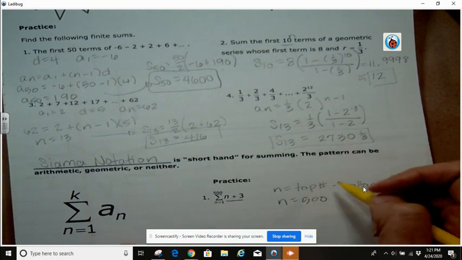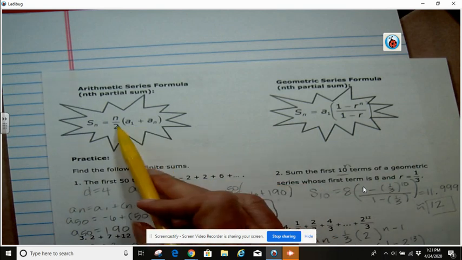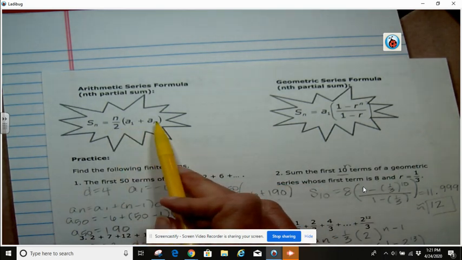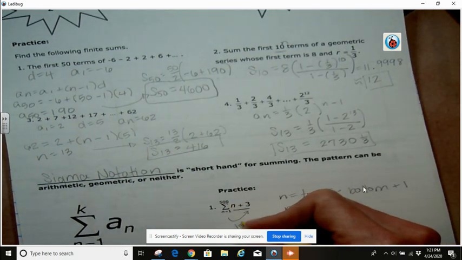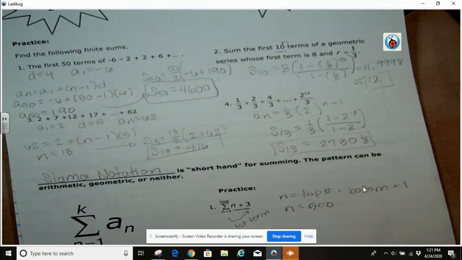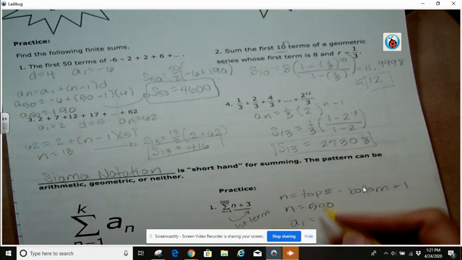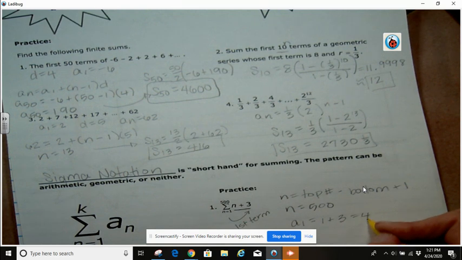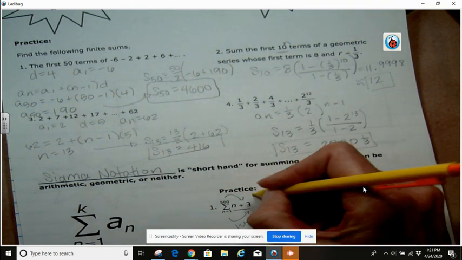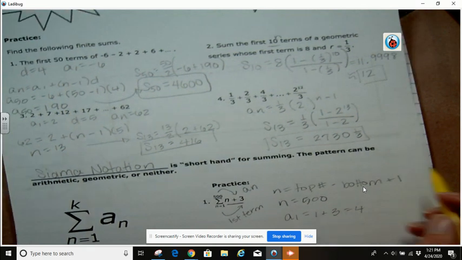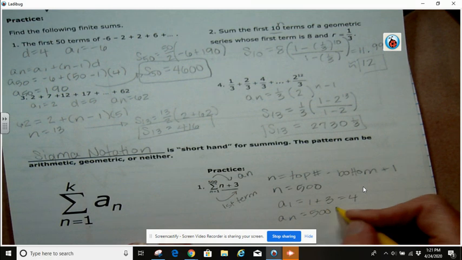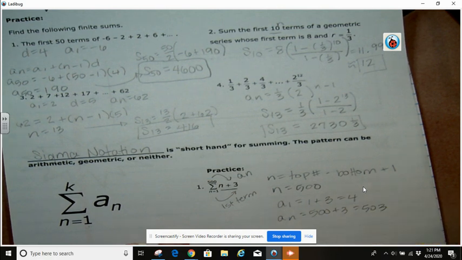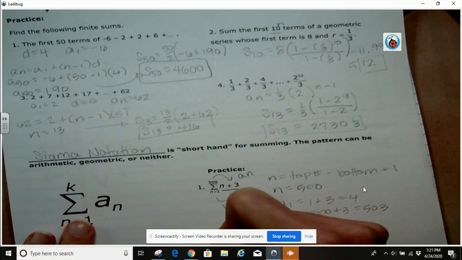So let's see, I need the first term. Remember, here's our formula. I need to know what n is, the first term, and the last term. The first term is what you get when you substitute in the bottom number. So for a sub 1, I substitute 1 in for n, and I get 4. If you substitute in the top number, you get a sub n. So a sub n would be 500 plus 3, or 503. Now I can use my arithmetic series formula. I know that n is 500.